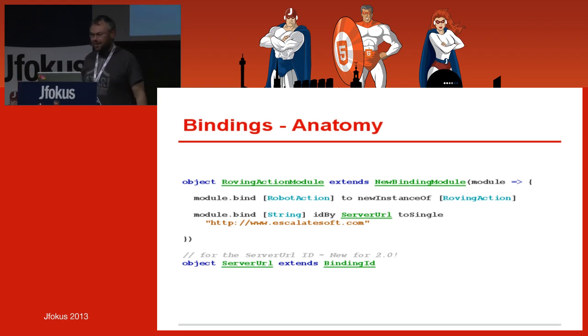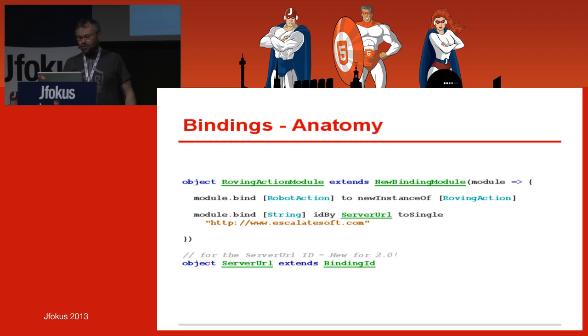So this is another form I don't use. I use the safer form of toSingle. This form here is all compile time verifiable. So I tend not to use this, but I know people like the cleanliness of this one. It reads very nicely to be able to say bind robot action to new instance of roving action. And that just reads really nicely.